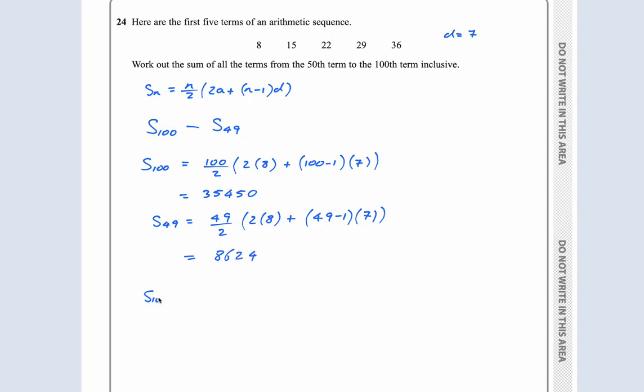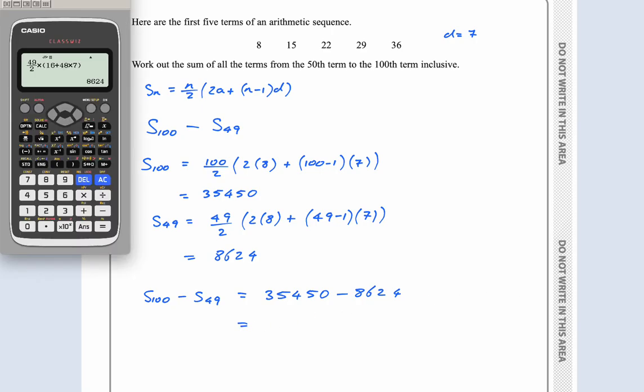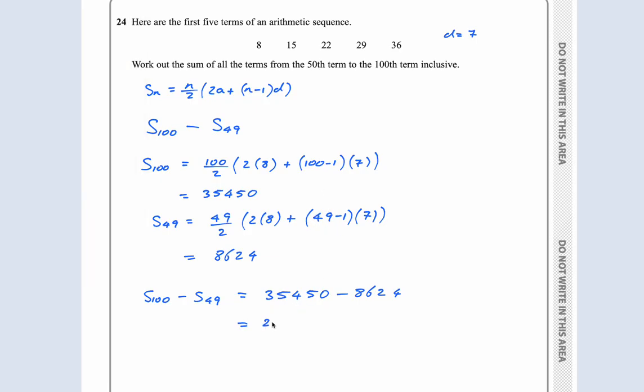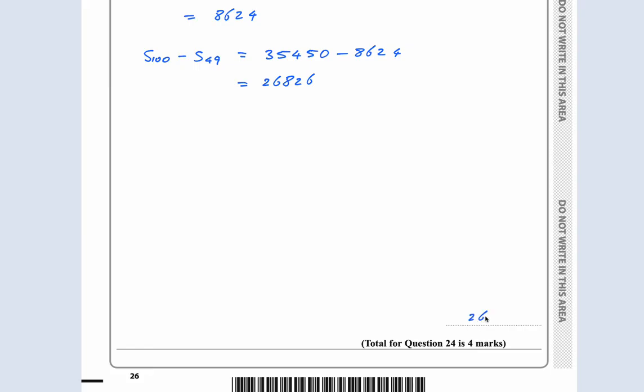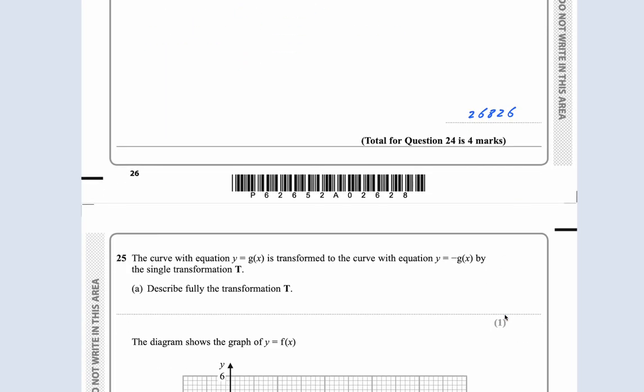My S100 minus S49 is equal to 35450 minus 8624. Let's do that right now. 35450 minus 8624, 26826, which is correct. Okay, are we nearly there at the last question?